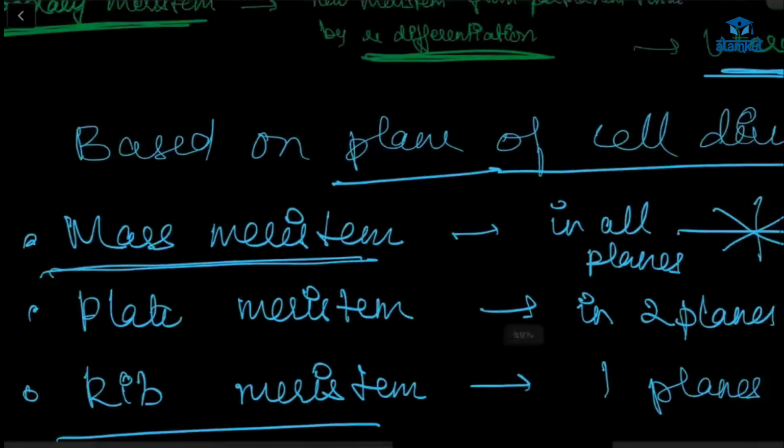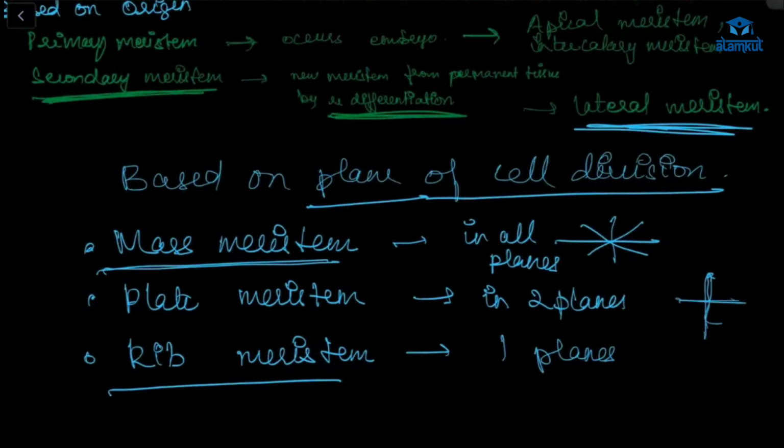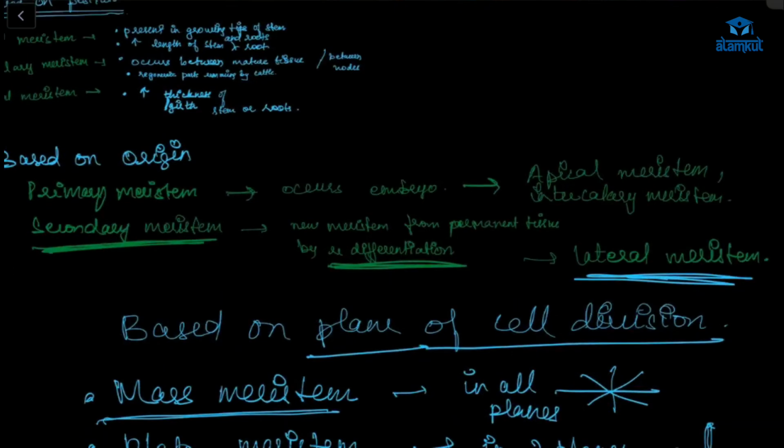Now, based on the plane of cell division, I didn't get the point. Ma'am, based on origin, if it occurs in the embryo, how is that related to the primary meristem? In the embryo, there will be a root and the shoot part, right? Yes, in the embryo there is the radicle, the root part, and the shoot part. Basically the seed. From the seed they are dividing.